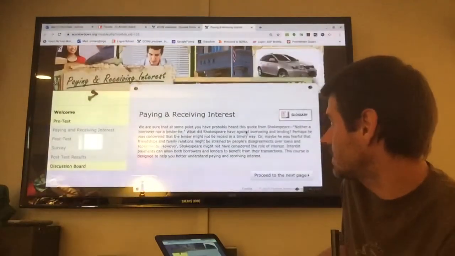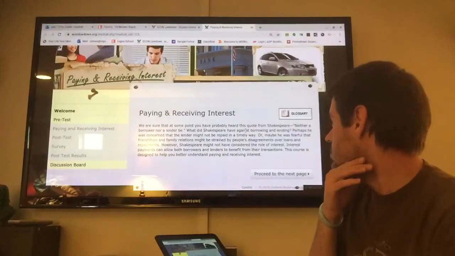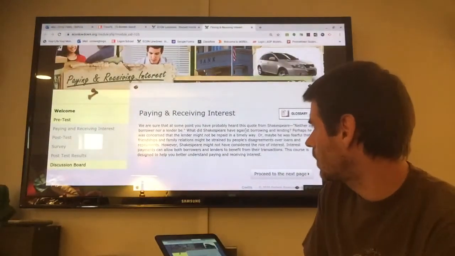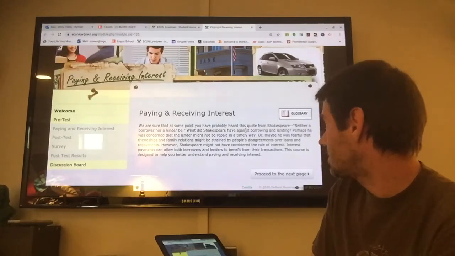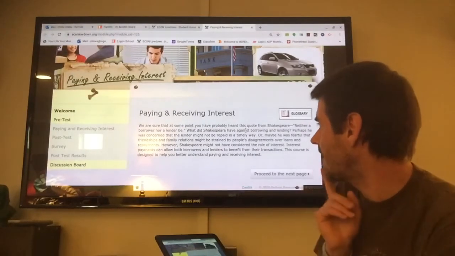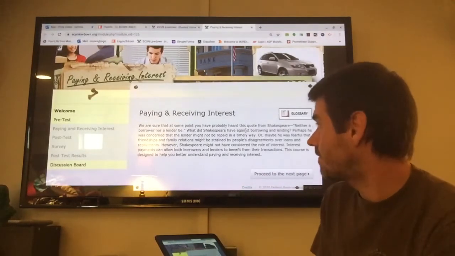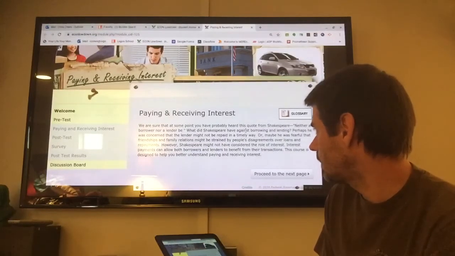we see, we are sure that at some point you have probably heard this quote from Shakespeare. Really? Neither a borrower nor a lender be. What did Shakespeare have against borrowing and lending? Perhaps he was concerned that the lender might not be repaid in a timely way. Or maybe he was fearful that friendships and family relations might be strained by people's disagreements over loans and repayments.